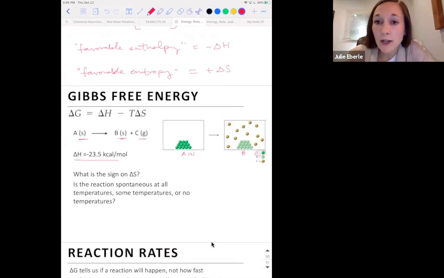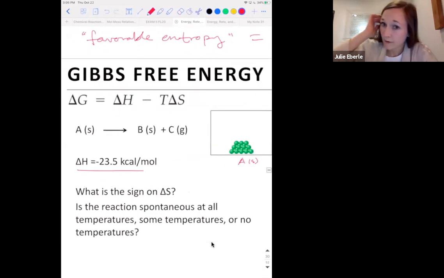What is the sign on delta S? So how do we answer that? We don't have to do any math here. We just look at the equation. Remember that figure that I showed you right above the picture of the deck of cards from Tuesday? There's two ways to analyze this: fewer moles and more moles, and then if you're going from solid to liquid to gas or vice versa. So here I noticed that we have only solid on the reactant side, and on the product side we have a solid and a gas.